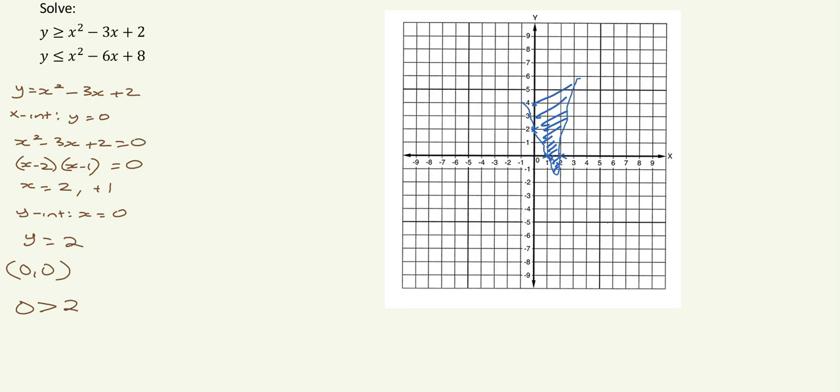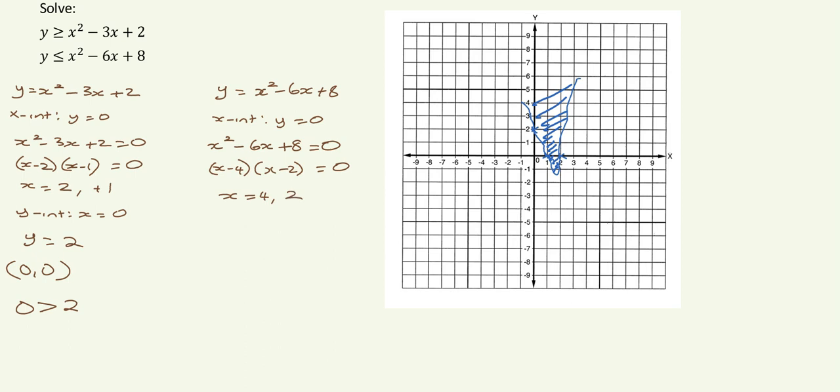Now let's try the second one. We have y equal to x squared minus 6x plus 8. At the x-intercept, y equal to 0. So x squared minus 6x plus 8 equal to 0. So we have x minus 4, x minus 2 equal to 0. So x equal to 4 and also 2. Now let's look at the y-intercept. For the y-intercept, we have x equal to 0. So y equal to 8.